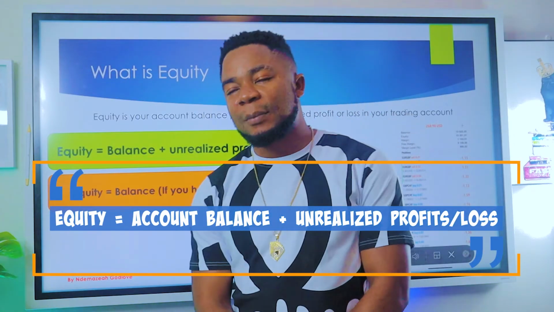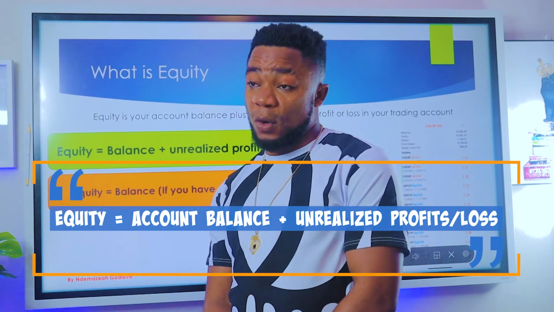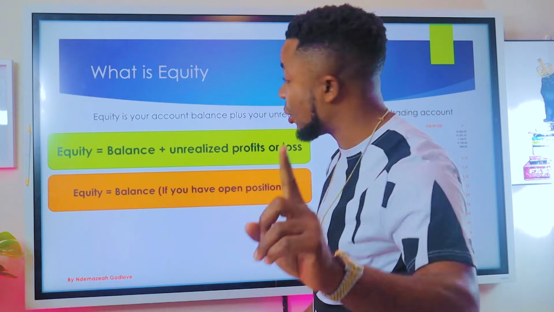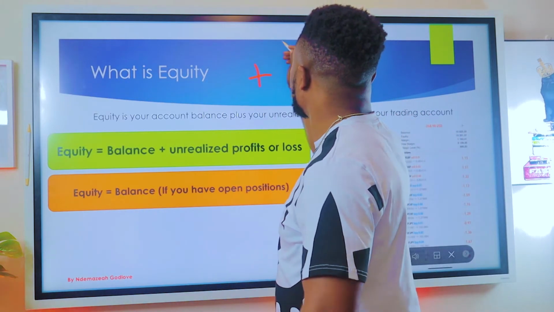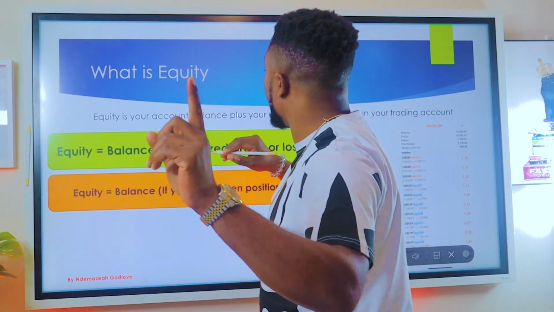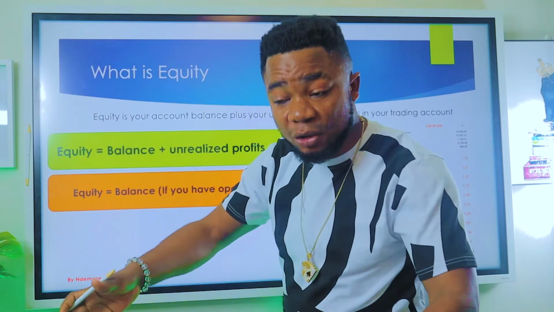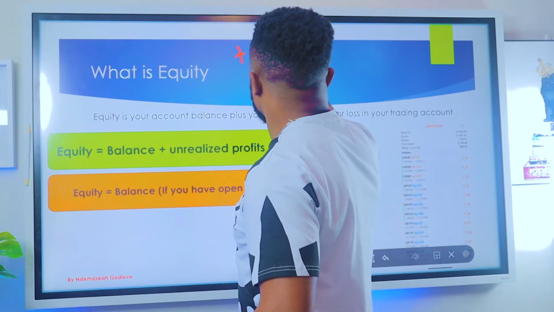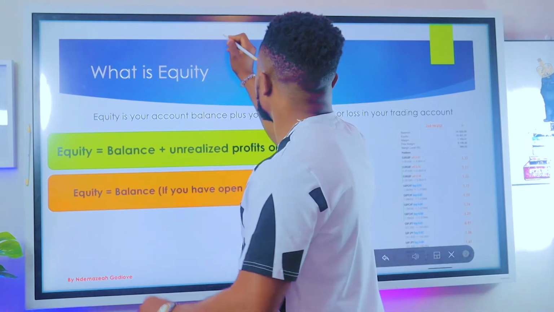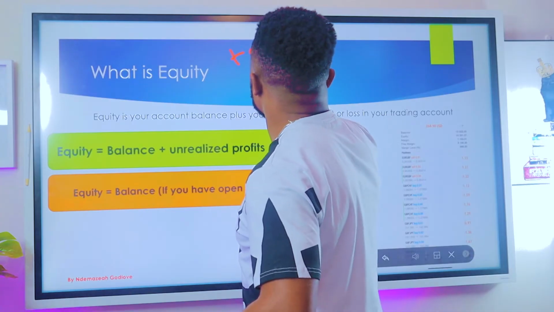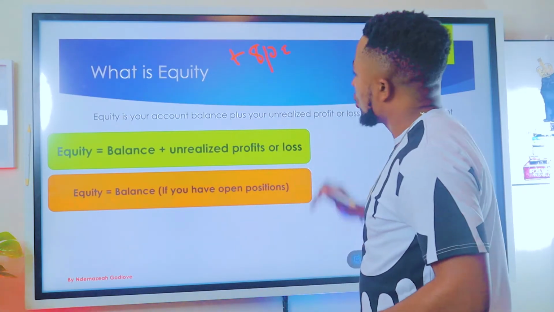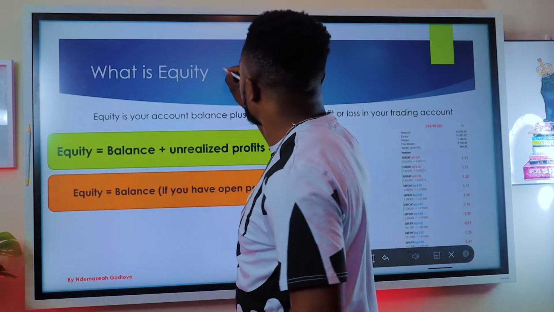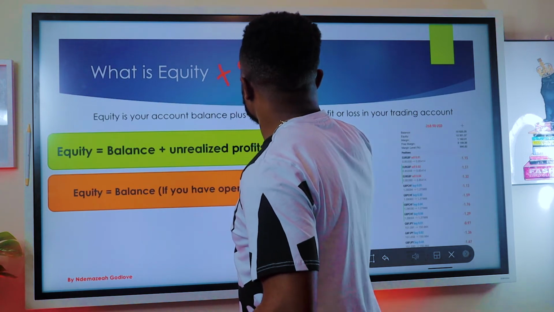Let's just say we deposited $1,000 into our trading account, and on that day we place a trade and we are up plus $50. Let's take the plus situation for the first example. Let's just say we deposit $100 and on the first day we are up plus $100.